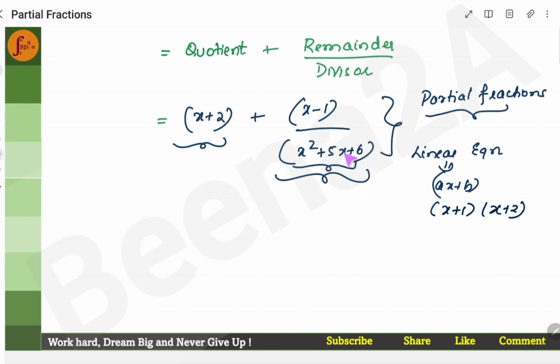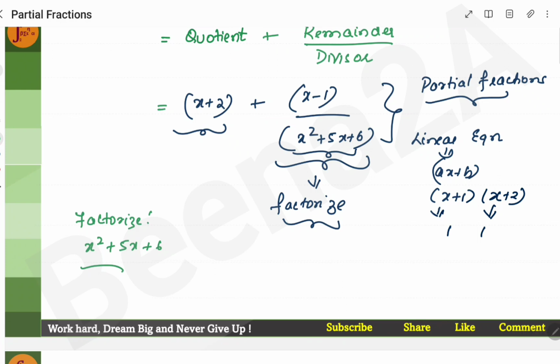We can't have this quadratic equation, right? The power of x should always be 1. You can't have a power greater than 1. So we will have to factorize this to get linear equations. So let me factorize this.